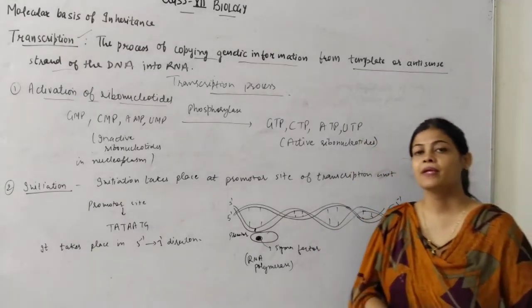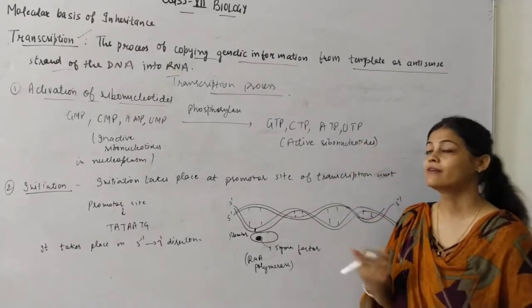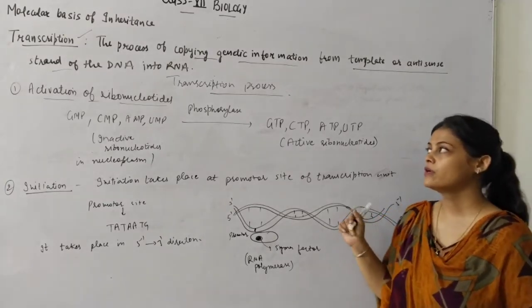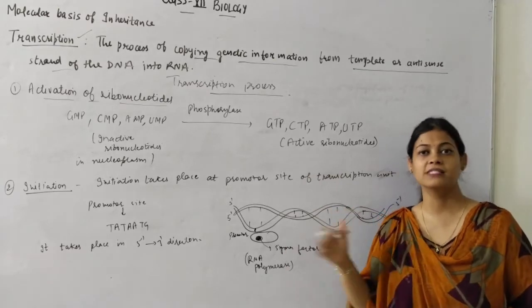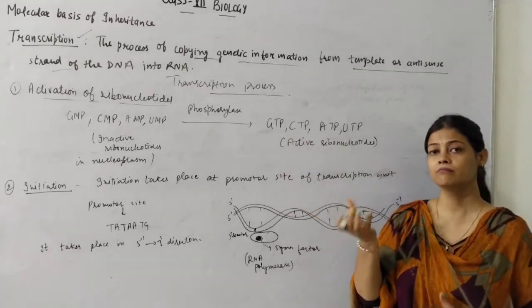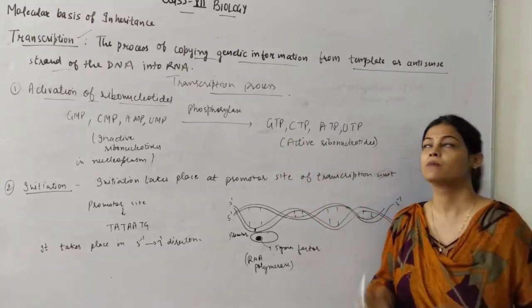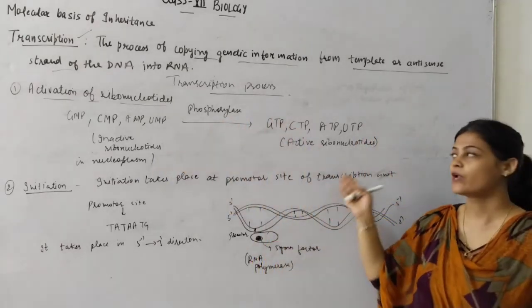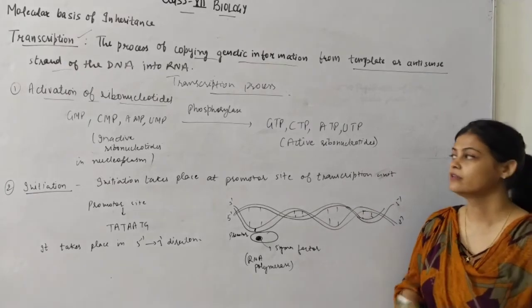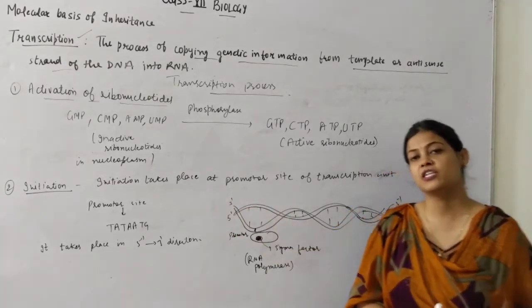This is the first step in transcription. Okay, so if you have to write it in the same way, there is no need to write in the form of lines. Try to write in a flow chart की form में आप उसको लिखने की कोशिश कीजिए. So you will write like this: in the presence of phosphorylase, they will get activated. Next step is the initiation.